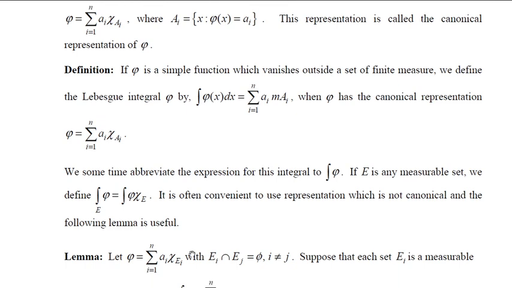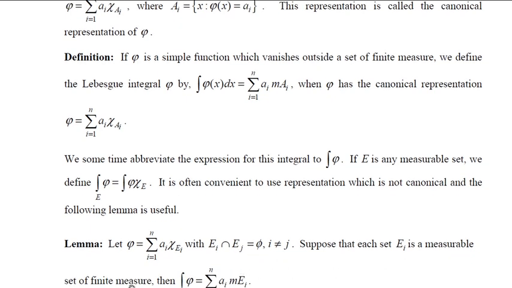And the following lemma is very useful in that. If phi has a representation of this form, where the E_i are disjoint measurable sets of finite measure, then the Lebesgue integral of phi is the summation i from 1 to n of a_i times the measure of E_i. See, just now we defined the same thing. So this is very easy to prove. You just prove the lemma and write it in the assignment.